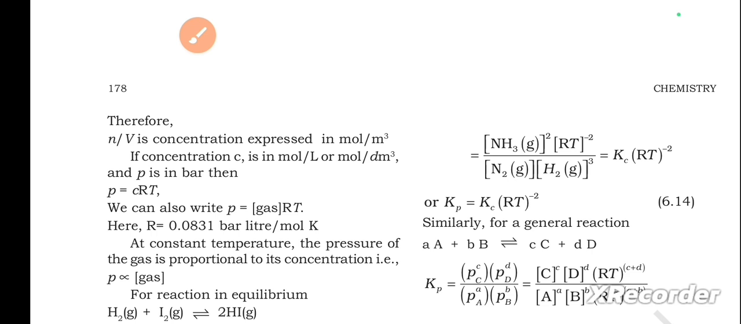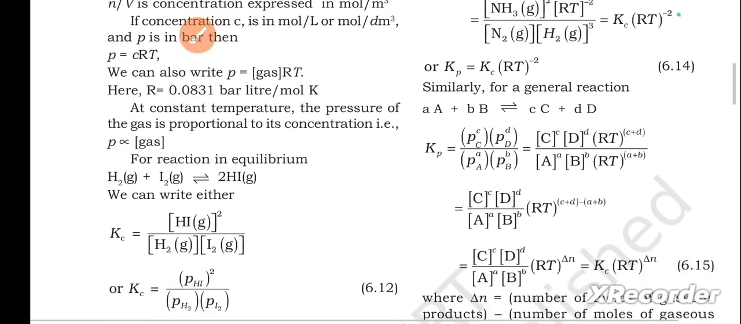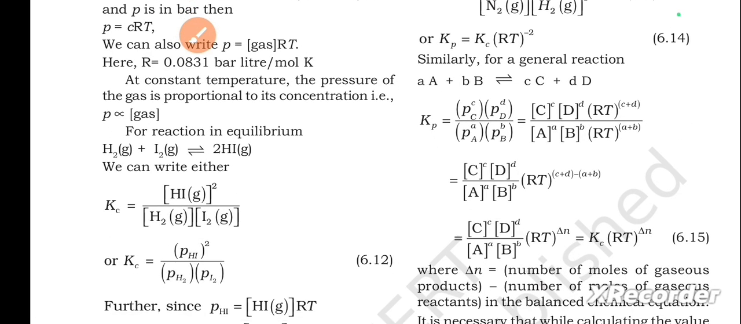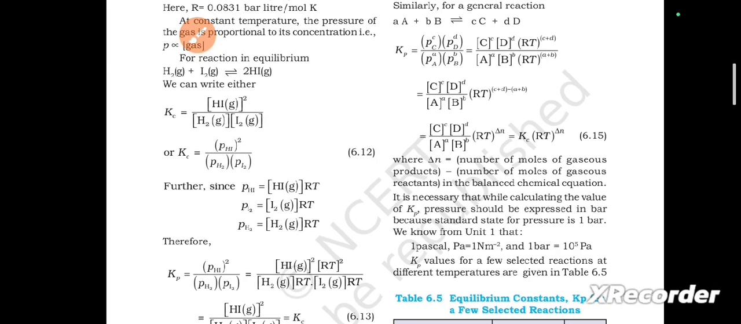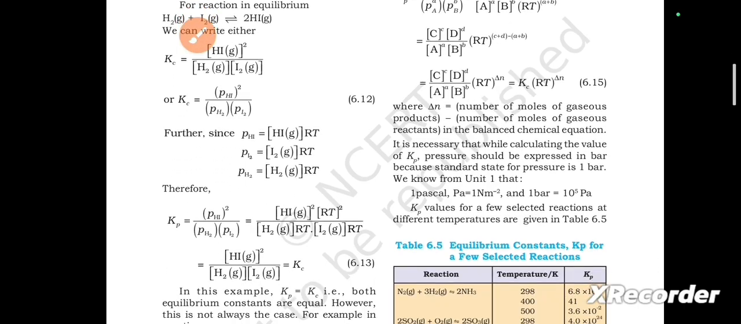If concentration c is in mole per liter or mole per dm3 and P is in bar, then P equals cRT. We can also write P equals [gas]RT. Here R equals 0.0831 bar liter per mole K. At constant temperature, the pressure of the gas is proportional to its concentration, that is P proportional to [gas]. For a reaction in equilibrium, these are the equations. Please check it out.